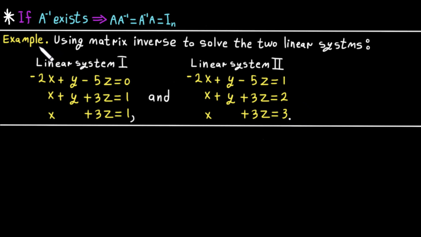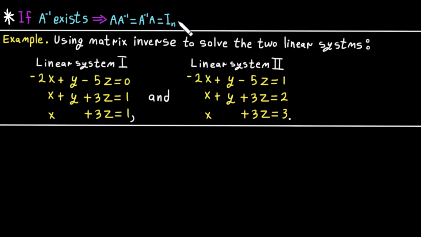Here in this example, we use matrix inverse to solve the two linear systems, linear system 1 and linear system 2. Before solving the question, let's read this important note. Almost every time we put this note: if A inverse exists, then A multiplied by A inverse equals A inverse multiplied by A equals identity.